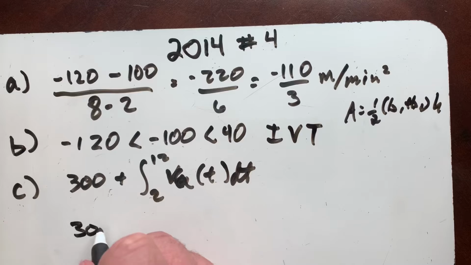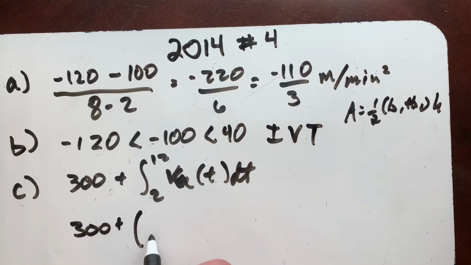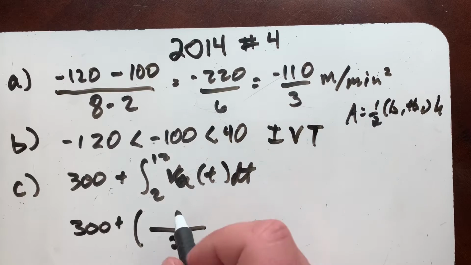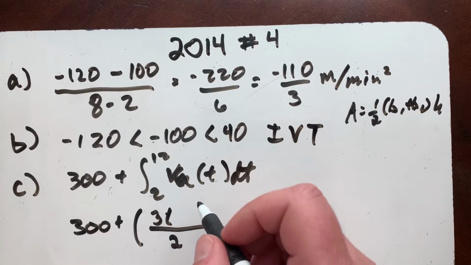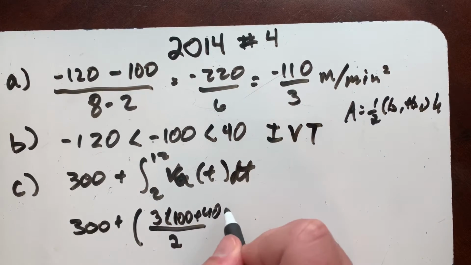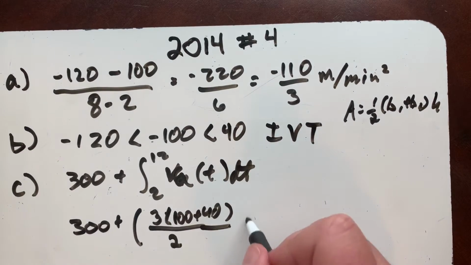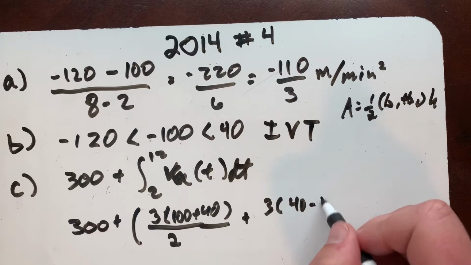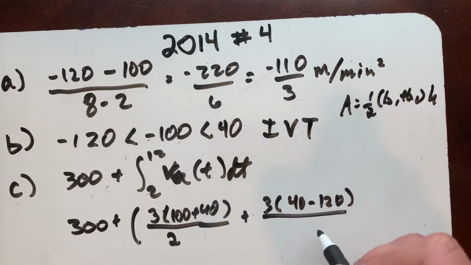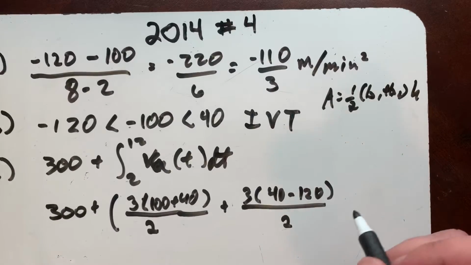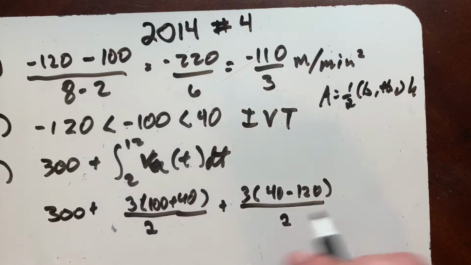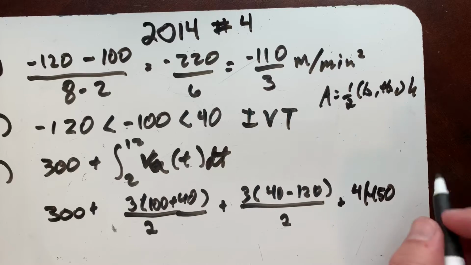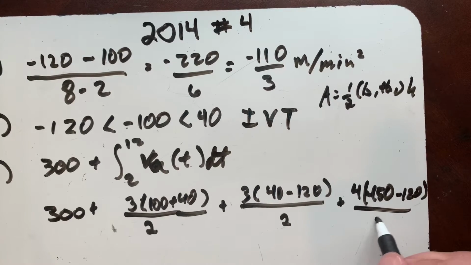So we have our 300 plus 1/2, so I'm going to put the 2 on the bottom. It is 3 times, because we are going from 5 to 2 in t, so 5 to 2 is going to give me my 3. And that's going to be 100. These are my bases now. 100 plus 40. Next one is also 3. Going from 5 to 8 is 3. Adding the bases, so we have 40 minus 120, all over 2. Hopefully I can squeeze this last one in here. What do we have? 4 this time. We're going from 12 down to 8, so that's going to be 4. Negative 150 minus 120. And that's all over 2 as well.